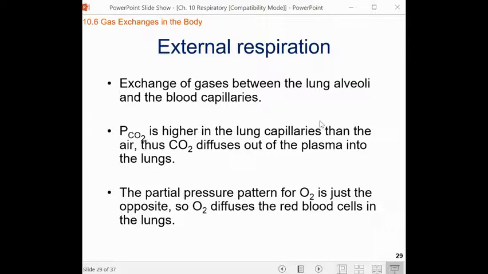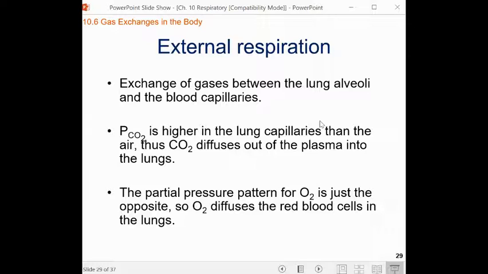External respiration is where we're getting oxygen into the bloodstream and getting carbon dioxide out of the bloodstream and into the air. The exchange of these gases happens between the lung alveoli, the little air sacs at the end of the bronchioles, and the blood capillaries. And remember, those air sacs are wrapped in capillaries. The pressure of carbon dioxide, or the concentration of carbon dioxide, is higher in the capillaries than it is in the air. So the carbon dioxide will diffuse from the higher concentration in the bloodstream to the lower concentration in the alveoli, and then into the lungs.